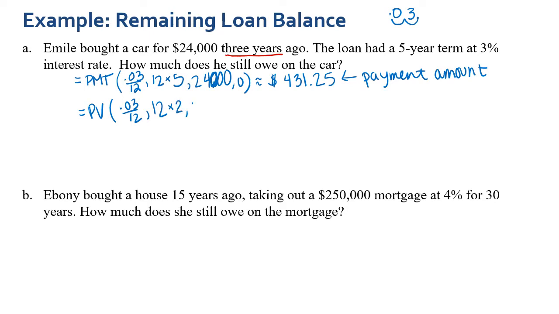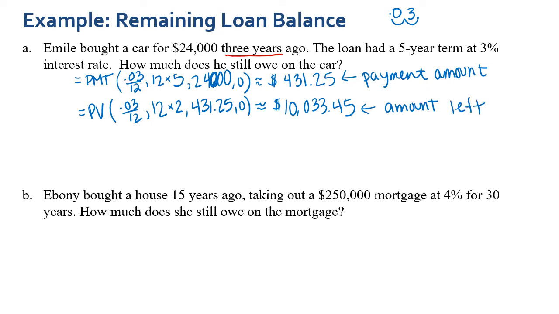And then we put in the payment, which is $431.25, comma 0, and you'll end up getting about $10,033.45. So this is the amount that he has left to pay.